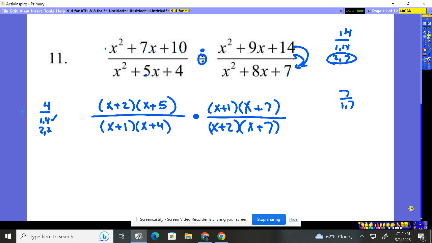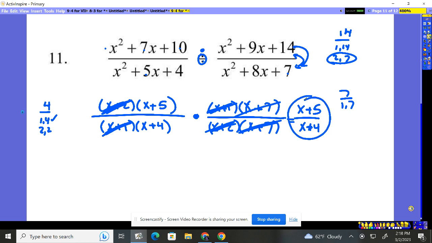So who's going away? Well, let's see. Do you see anybody? First thing I see is this x plus 1 here, x plus 1 here. I see an x plus 2 and x plus 2. But then I also notice this, hey, x plus 7 there. So what do we end up with? On top, I just have an x plus 5, and on the bottom, just an x plus 4. And that's going to be our final answer.